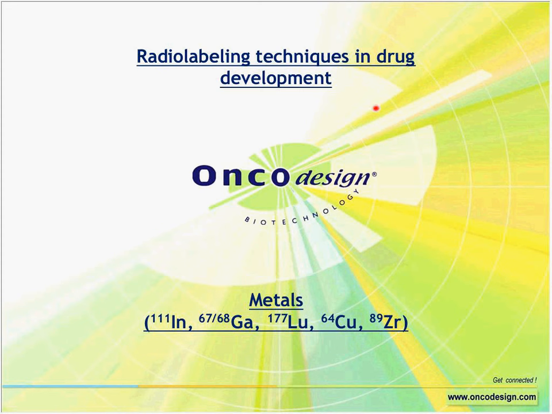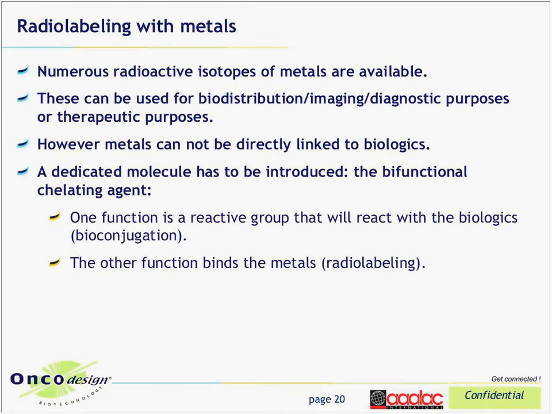Other isotopes that can be used are metals, with some examples: indium-111, gallium, lutetium-177, copper or zirconium. Numerous radioactive metals can be used. They can be used for different purposes: biodistribution, imaging, or therapeutic purposes.